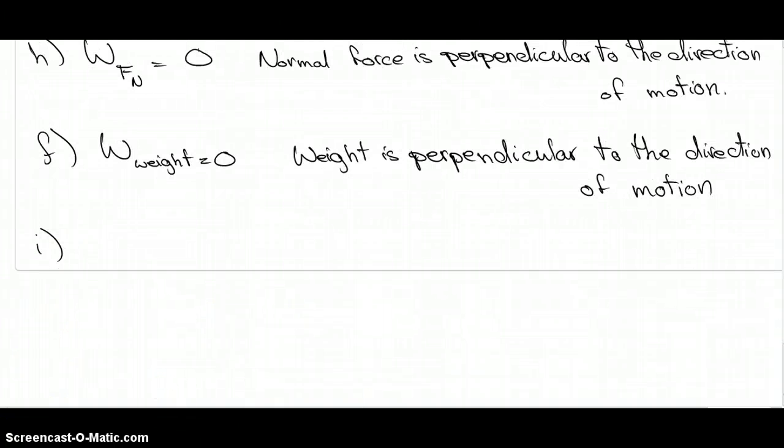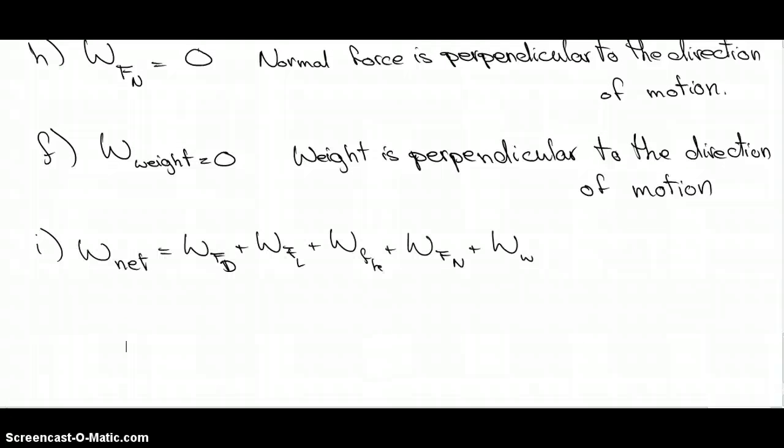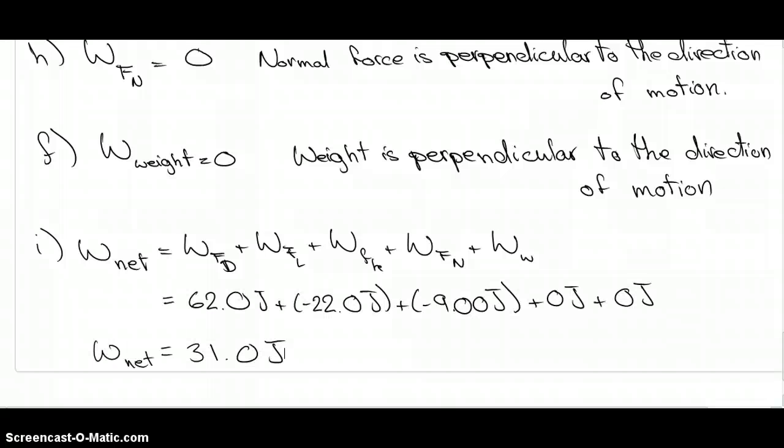Now let's find the net work on the box. And here we need to just add the work of all the forces acting on the box. So I add up all the work of all the forces acting on the box, and because work is not a vector, I do not need to worry about axis. I just add all the work that's on the box, and the answer is 31 joules.